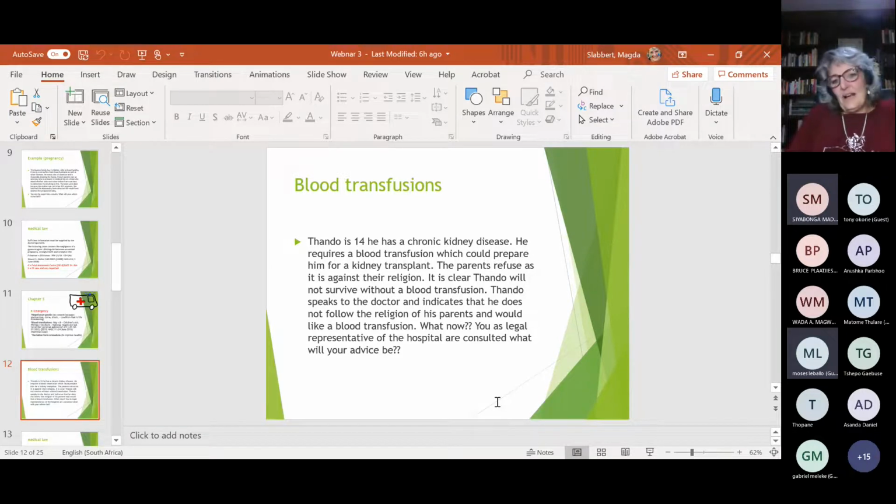So your advice as legal representative should then be go forth, give the blood transfusion because the child is above 12, and then you will just make a note that Tandu is 14, he knows what's going on, he seems mature, he wanted it, it is in his best interest, and therefore the parents can be overruled.